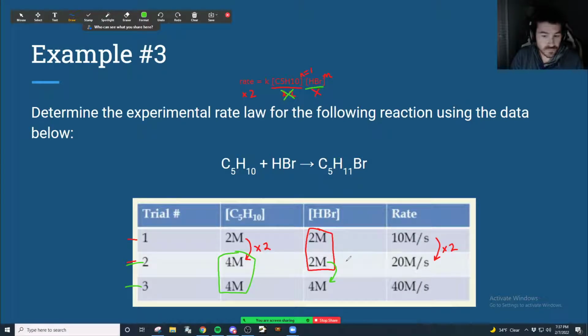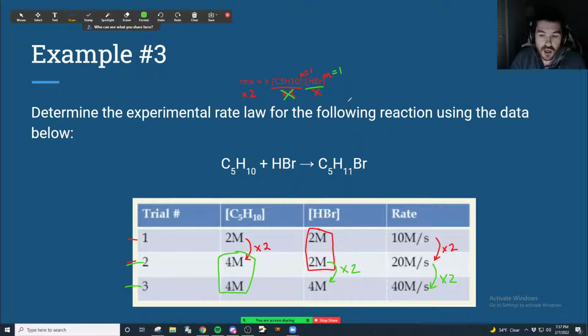Okay? Now, look at this. The concentration of HBr doubles, right? 2 to 4, and the rate doubles. Okay? This is first order again. So this is what first order looks like. In this case, the reaction would be first order with respect to both of these.